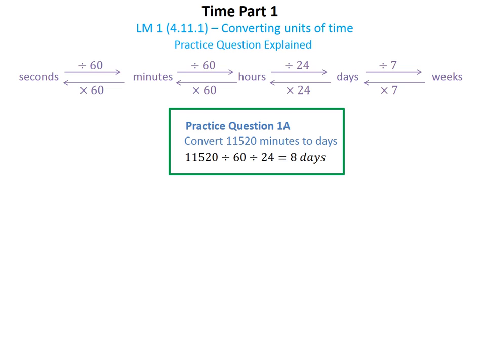So if we had to start at minutes and we ended up at days, I went through divide by 60 and then divide by 24. And so that's what I've done. I started with the original number, divide by 60, divide by 24, put that whole thing in my calculator at once, and it told me it was 8, and I just made sure I added the units at the end.